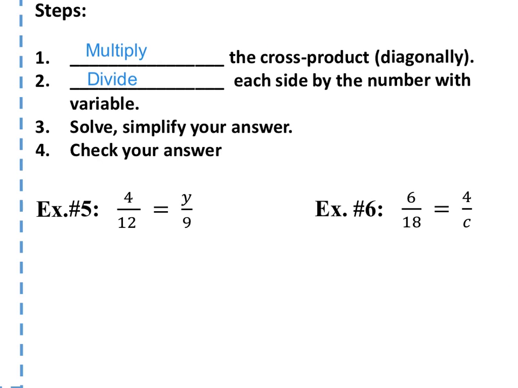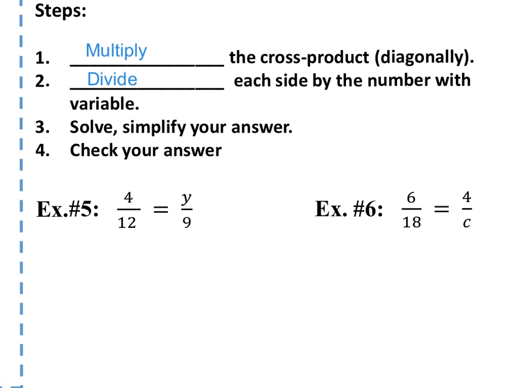Now, in this section, we are going to solve for our missing variable using proportions. So for our steps, step number 1, we're going to multiply the cross product diagonally. Then for step 2, we will divide each side by the number with the variable, which is our coefficient. And step number 3, we will simplify our answer, and number 4, check our solution.